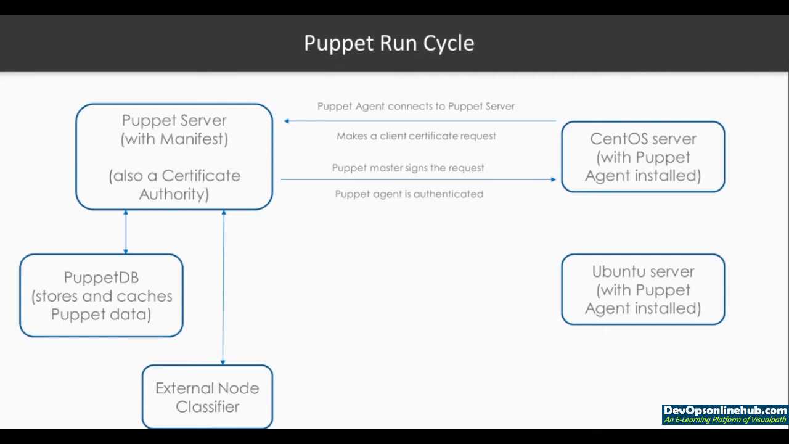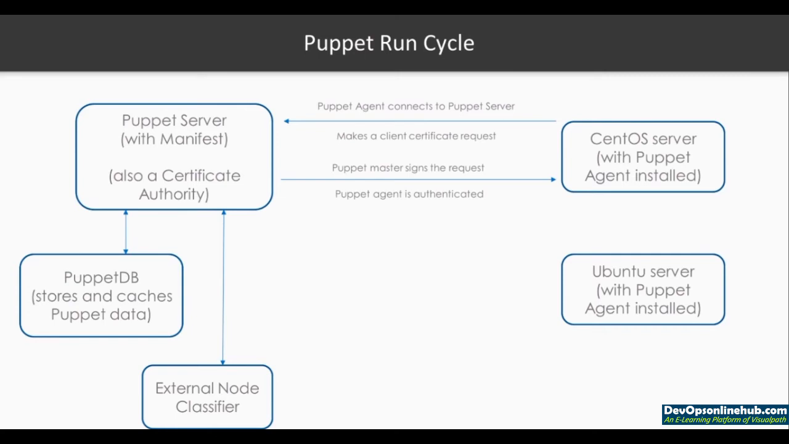There are two steps of the run cycle. The first one is authentication. All Puppet communication between the server and the agents takes place through Secure Socket Layer or SSL. The Puppet server also acts as a certificate authority which signs certificate requests from the clients. This prevents agents from requesting catalogs from rogue servers and servers from providing catalogs to rogue clients.